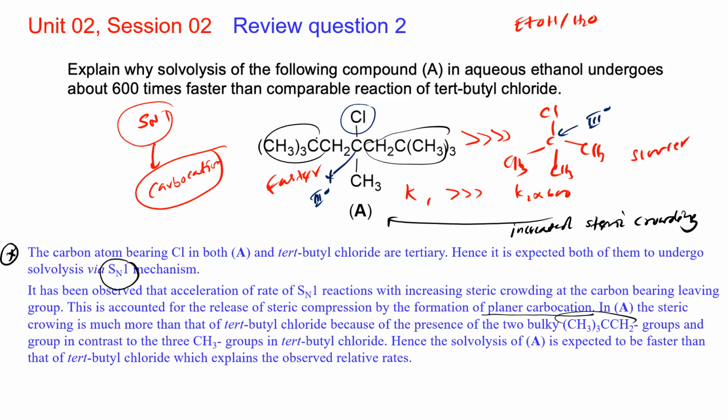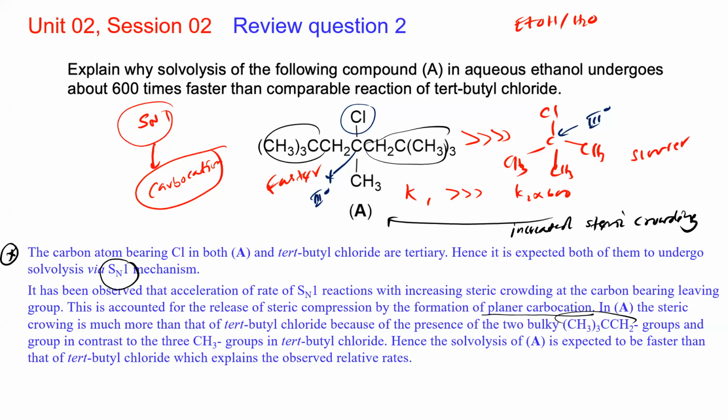Therefore, steric crowding in A is much bigger than the steric crowding in tertiary butyl chloride. Hence the reactivity of A is much higher, or it reacts much faster than tertiary butyl chloride. So that should be the answer.